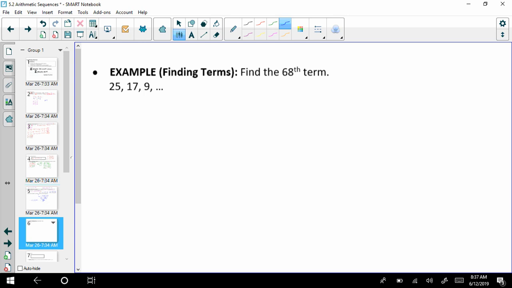Find the 68th term. So they give me the sequence. I want to know what is the number that would be sitting in spot number 68. So we definitely want to use the formula because it would take forever just to list everything. And this time, since it doesn't want me to write the general formula, I'm just going to substitute in for n right away as well. So what do I want n to be? Well, I want the 68th term, so n is 68.